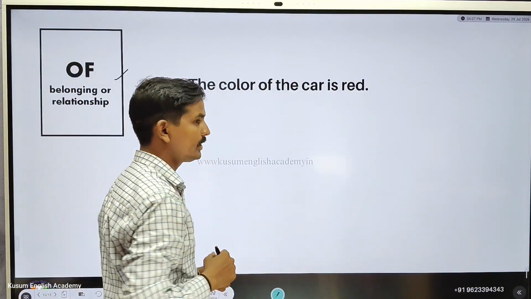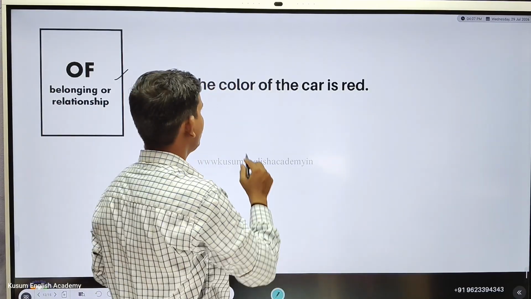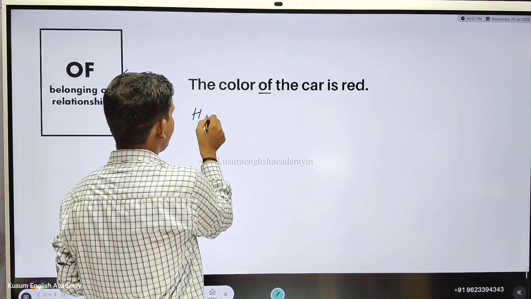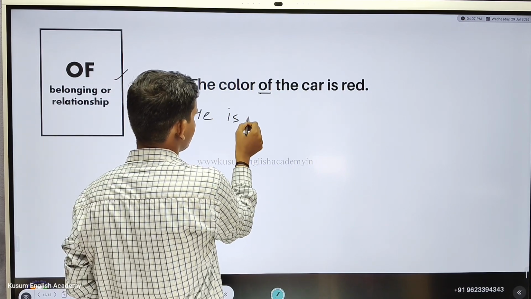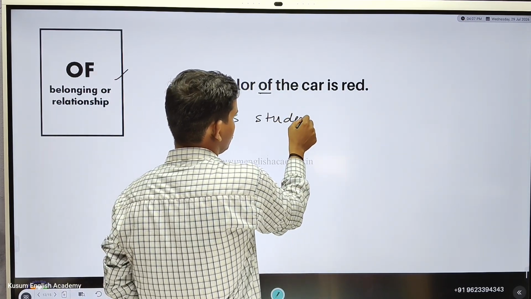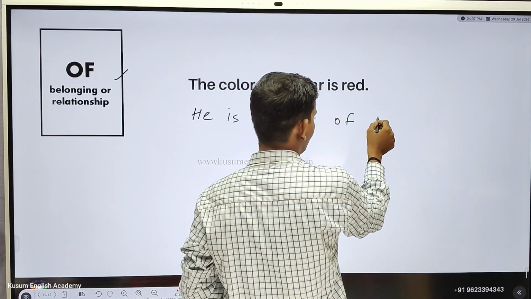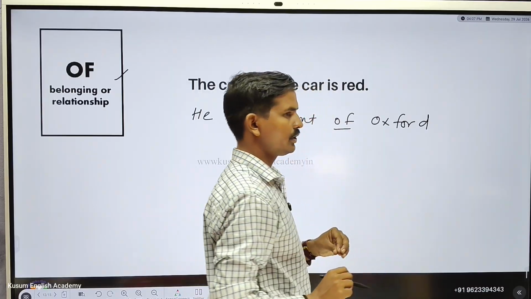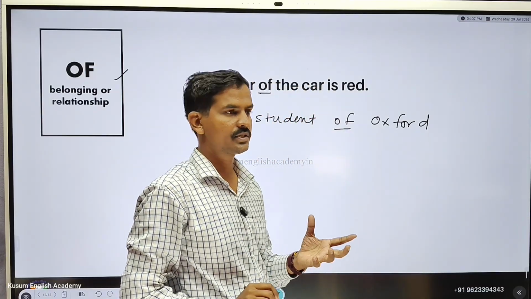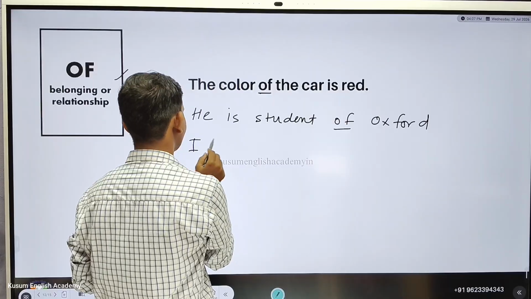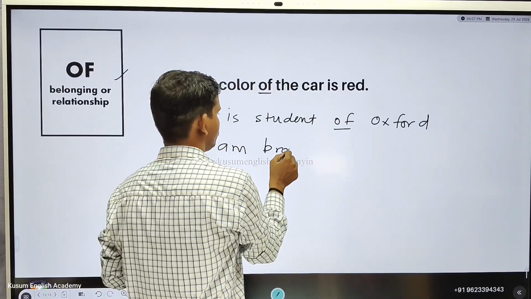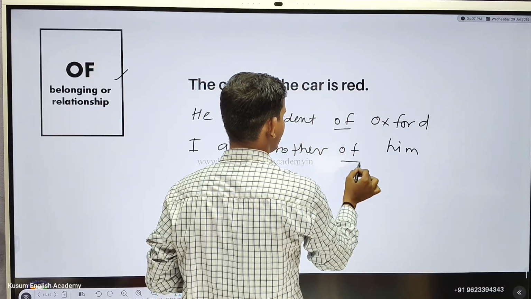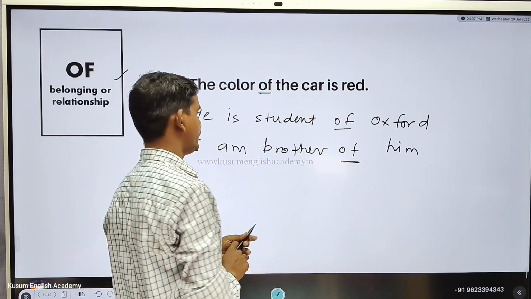Okay. Let us see "of". "Of" shows belonging or ownership. For example, the color of the car is red. He is a student of Oxford University. It shows that something belongs to someone, or he or she possesses something. For example, I am the brother of him. So it shows possession or ownership as well.